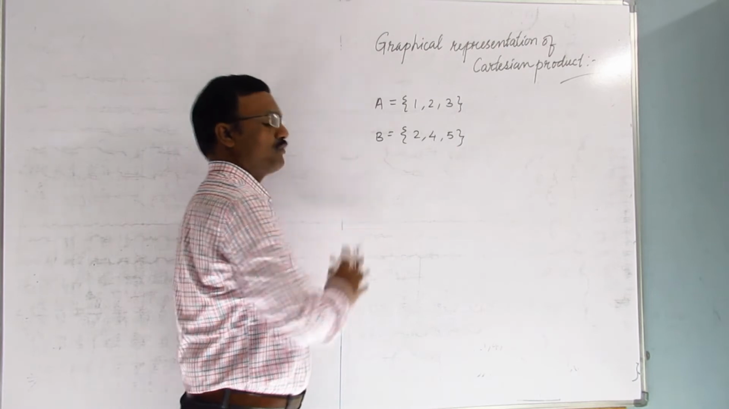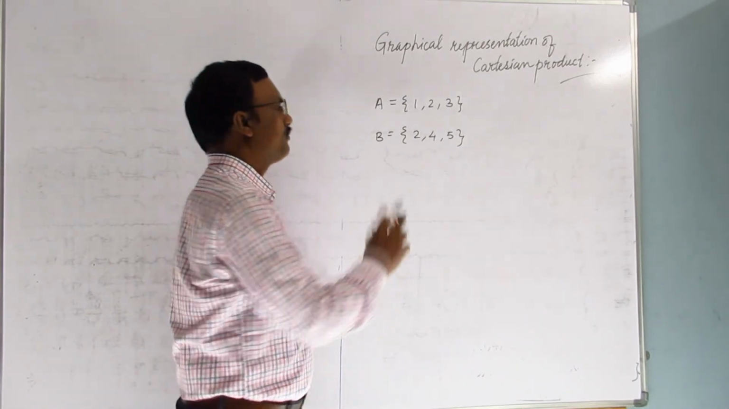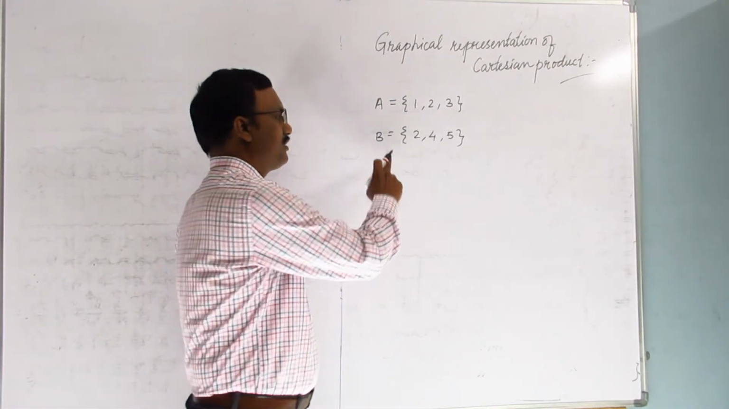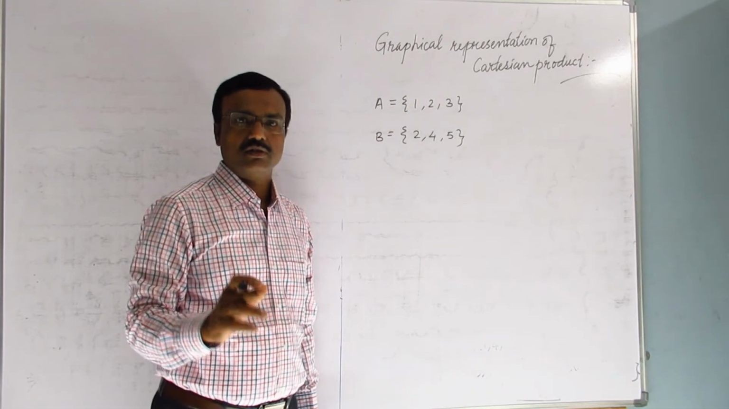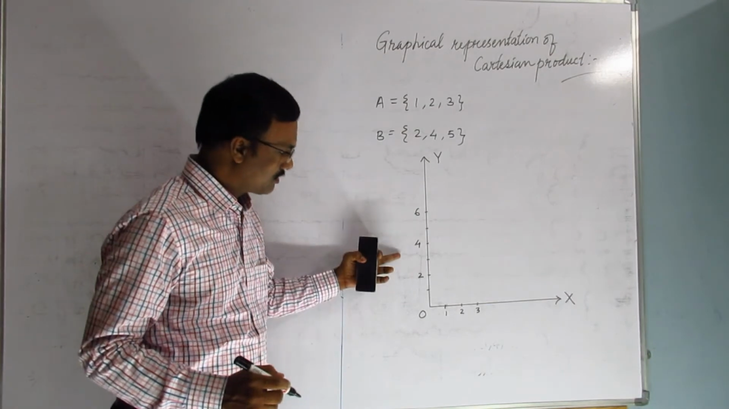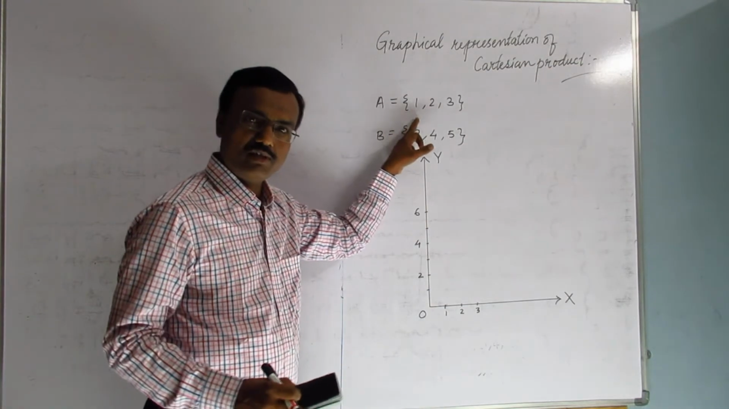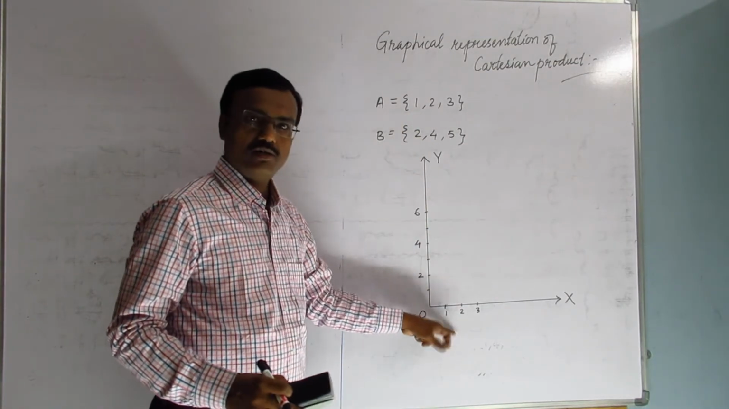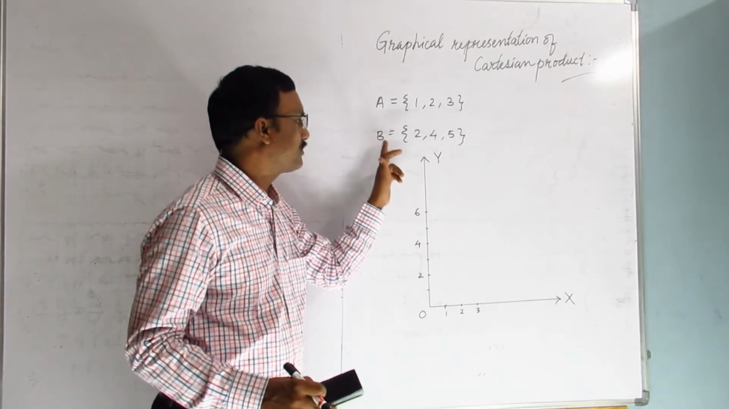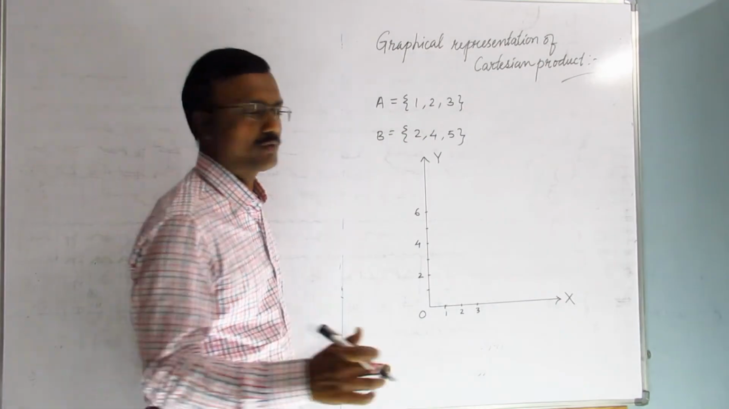So in this case, while representing Cartesian product graphically, we take the values of A along the horizontal axis and we take the values of B along the vertical axis like this. So this is how along the horizontal x-axis we represent the values of set A, and along the vertical y-axis we represent the values of set B.